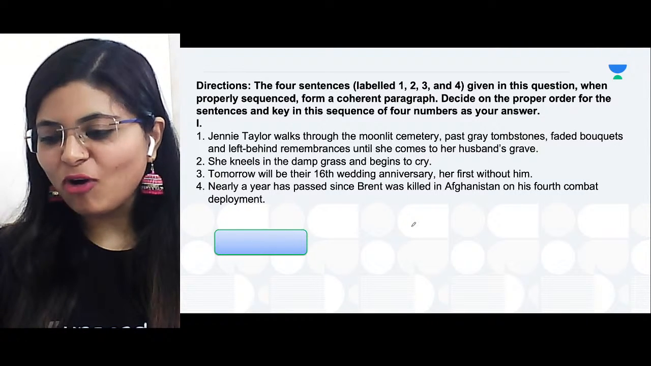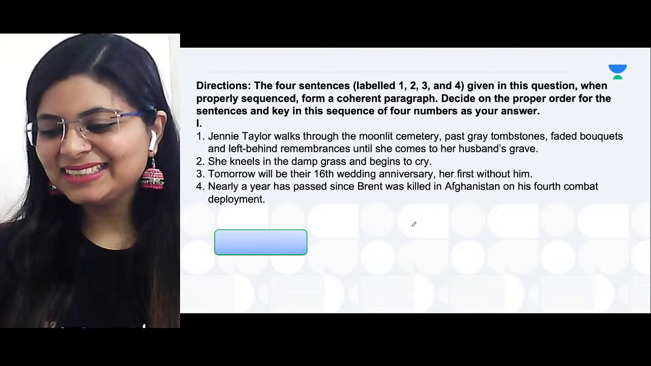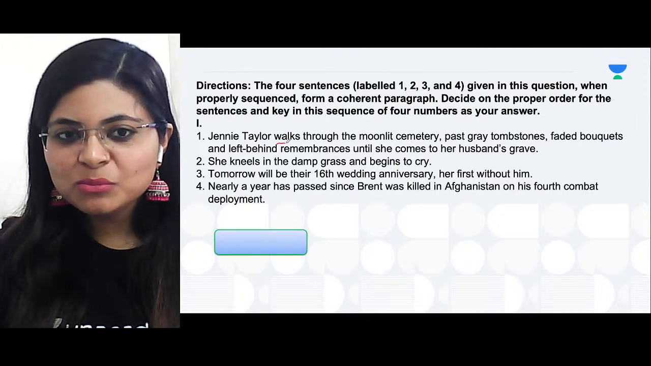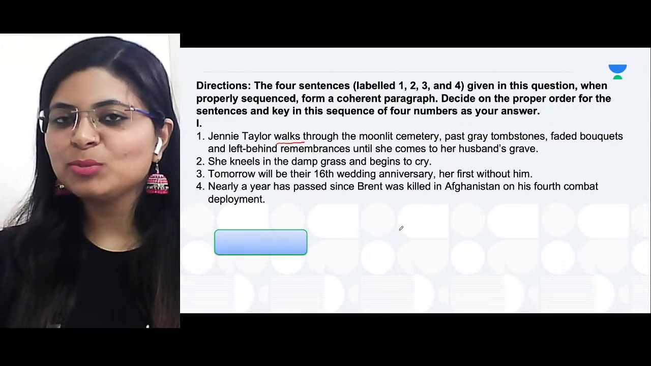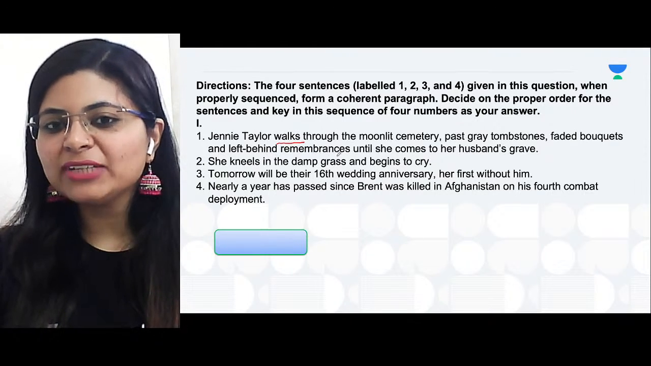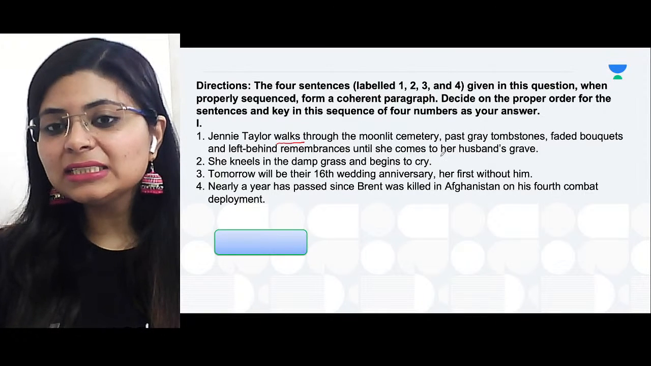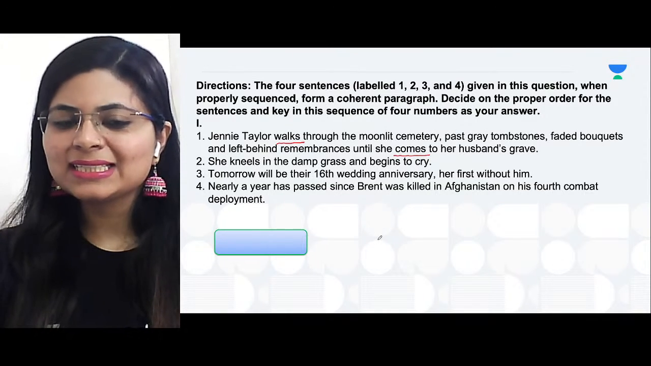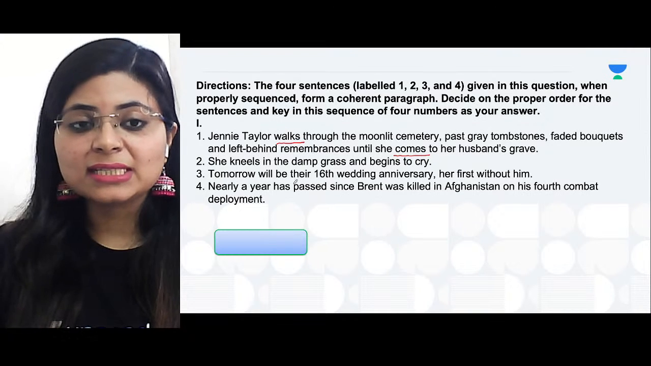No, you've chosen the wrong introduction. Okay, let's see. So Jenny Taylor walks through the moonlit cemetery. Walks is the simple present tense. Past grey tombstones, faded bouquets, and left behind remembrances until she comes to her husband's grave. So this is describing an action, and the sentence is written in the simple present tense.